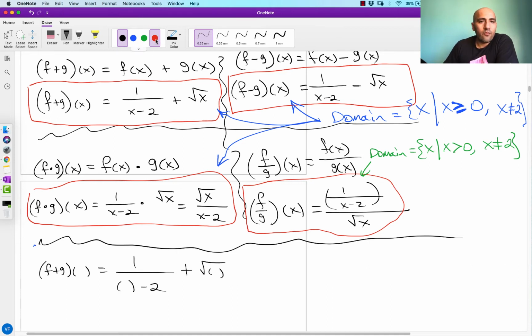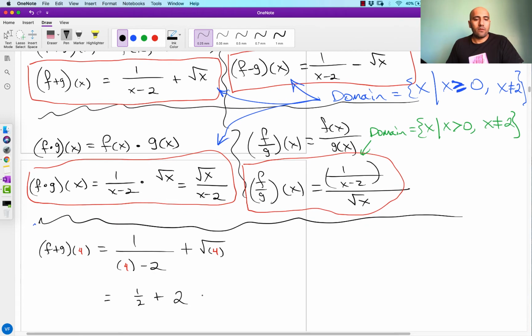Right? So if we plug in a 4 there, 4 there, 4 there, then we would end up with 1/2 plus the square root of 4, which is 2, which gives you 2.5 as a mixed number, which then equals 5 over 2 as a fraction. So there, that's f plus g evaluated at 4.